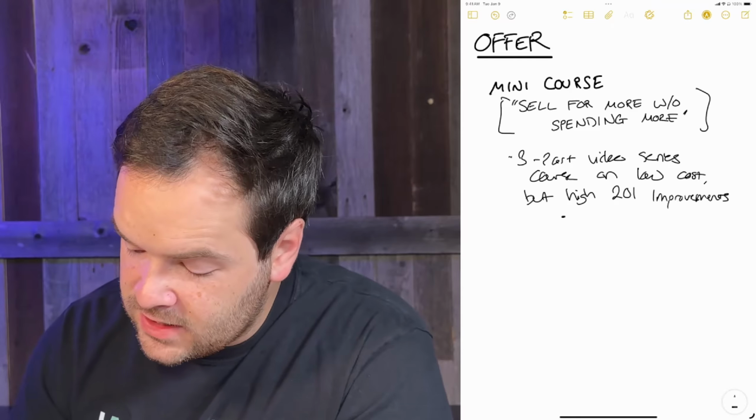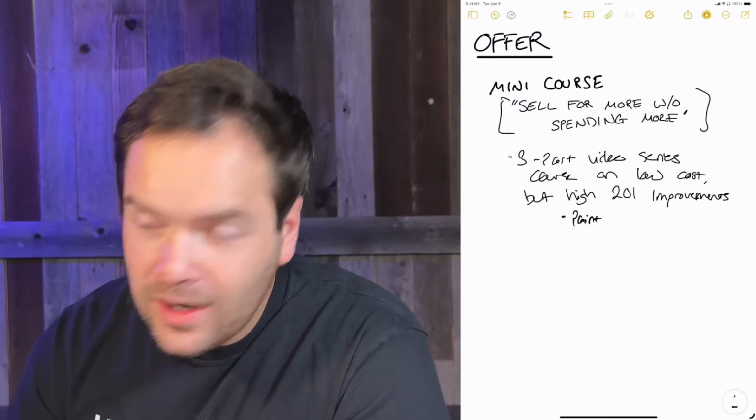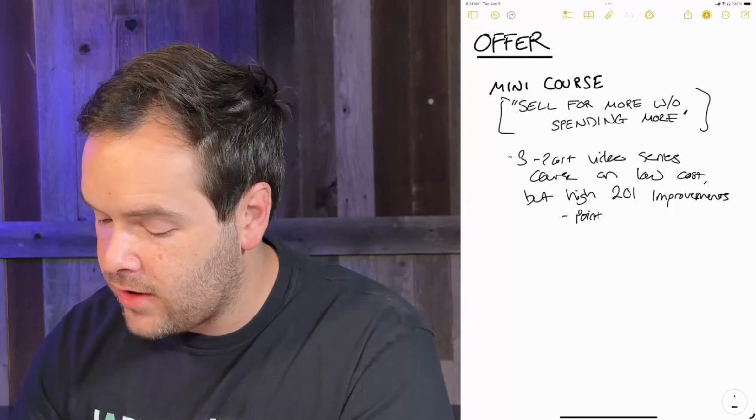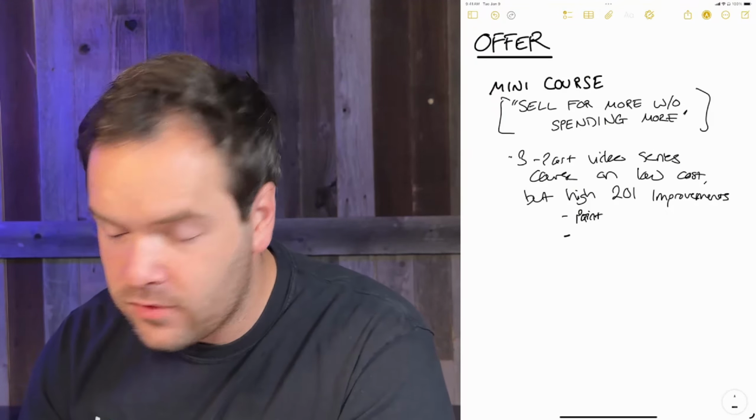So this can even be stuff like paint. Here's the right kind of paint to get. Do we want to get matte, or semi-gloss, or what do we want to get? What kind of colors work really well for this market?